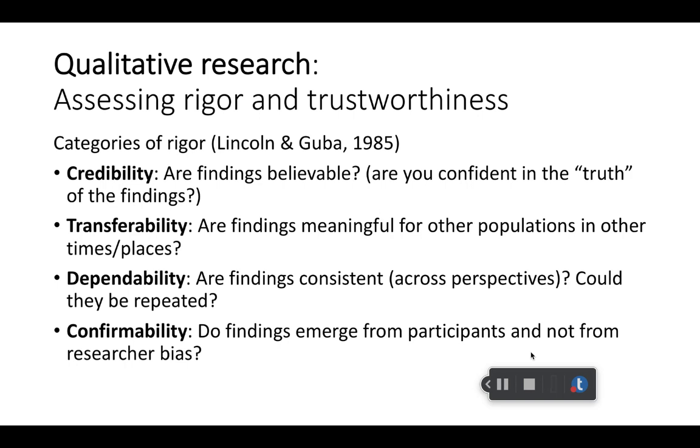Credibility means, are the findings believable? Or in other words, are you confident in the truth of this study? Transferability means, are the findings meaningful for other populations in other times and places? Because if this is just a one-off, a case study referring to one person or town that really has no meaning outside of that, it's not going to be very useful for you, perhaps. The third criterion is dependability, which is about whether findings are consistent across perspectives. Could they be repeated? Do different people come to the same conclusions? And then confirmability. Do the findings emerge from participants and not from researchers' bias?